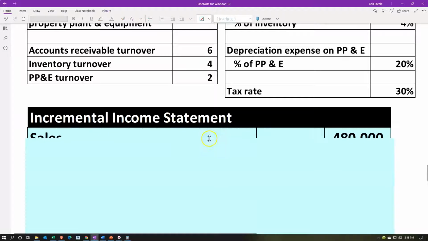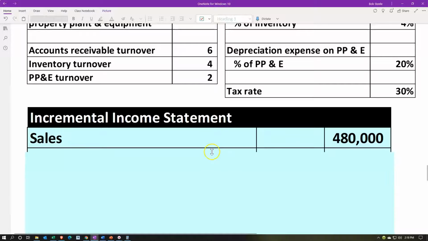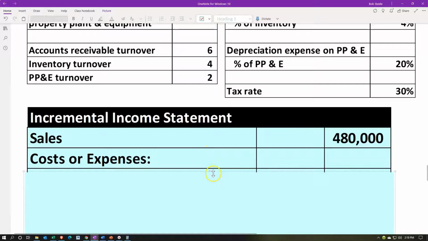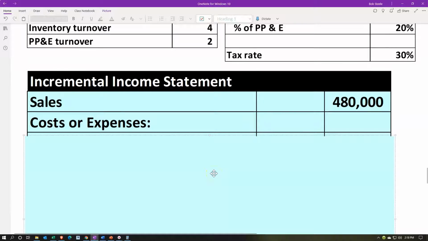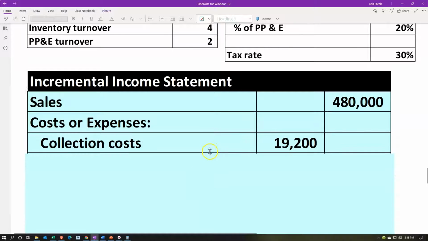So incremental income statement, we're going to say that the sales are going to increase by the 480,000. Then what are the expenses related to that increase? These may not be in the same order that we would see on a standard income statement because we're looking at those expenses that we think are going to be directly related to this increase in sales, but it's a similar format, of course, to what the income statement would look like.